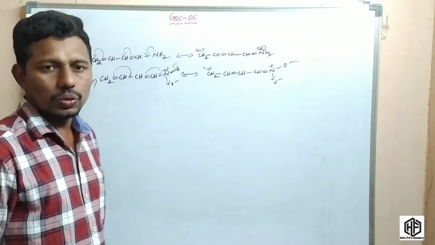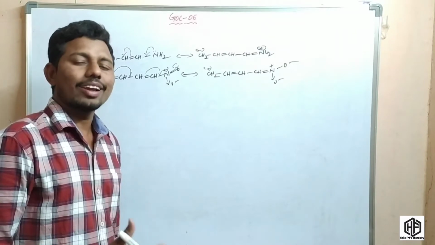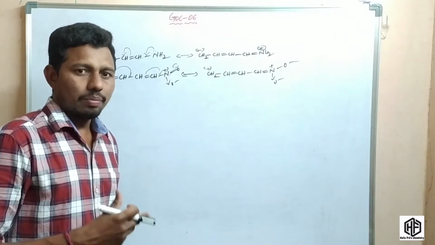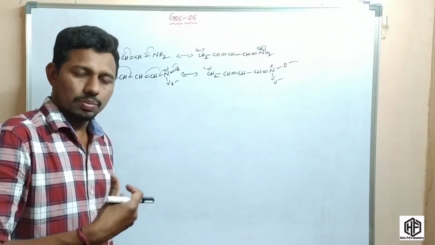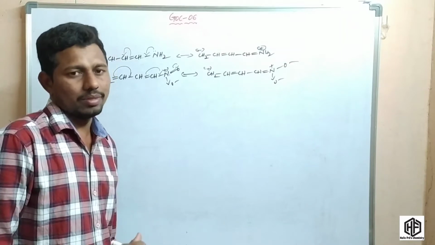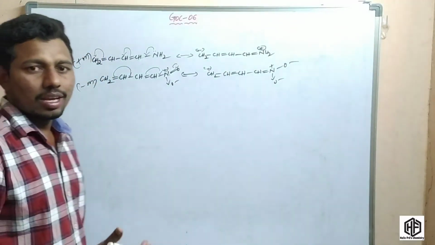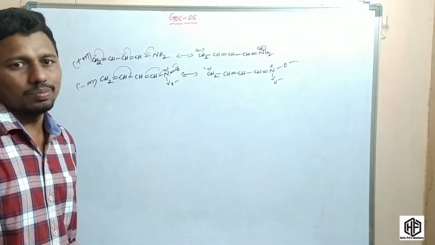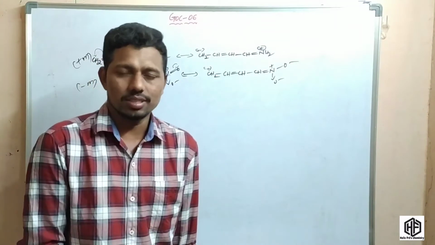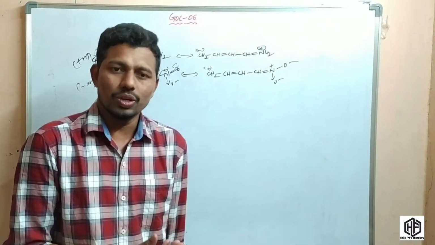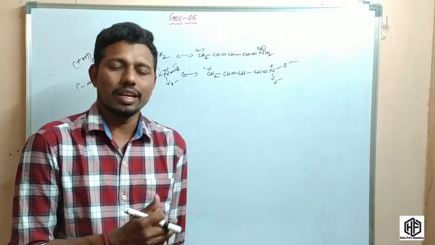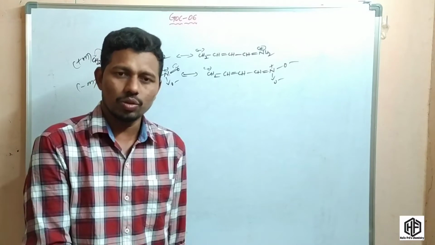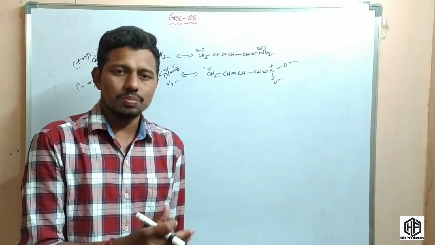Now we are going to learn about the electron density present in the benzene ring. How do we get the plus M effect in the benzene ring? How does the benzene ring participate in the minus M effect? The benzene ring exhibits resonating structures. When the benzene ring with its resonating structure is connected with an electron releasing group or an electron withdrawing group, it causes the mesomeric effect.